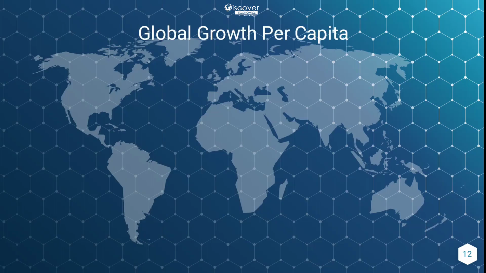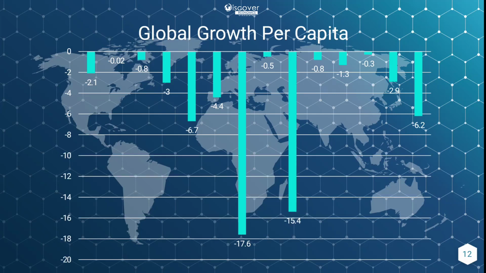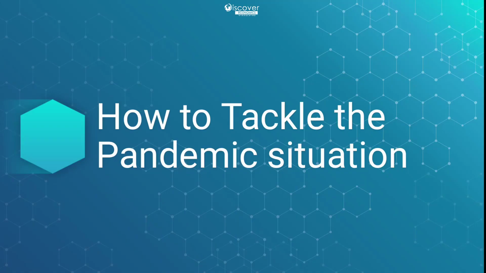So the IMF has calculated that overall growth per capita is declining, and you can see how the growth has been declining since 1980 till date. During this year we expect 6.2% negative growth of per capita. So this will happen. Now, how to tackle the pandemic?